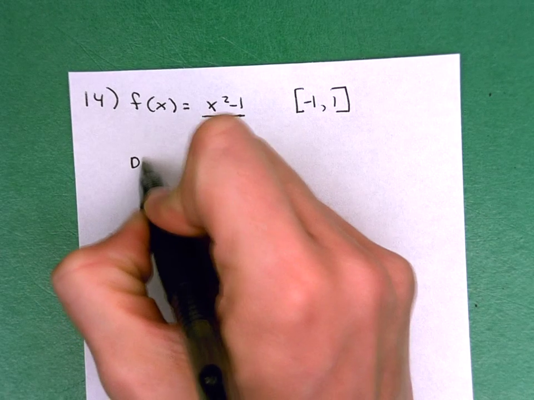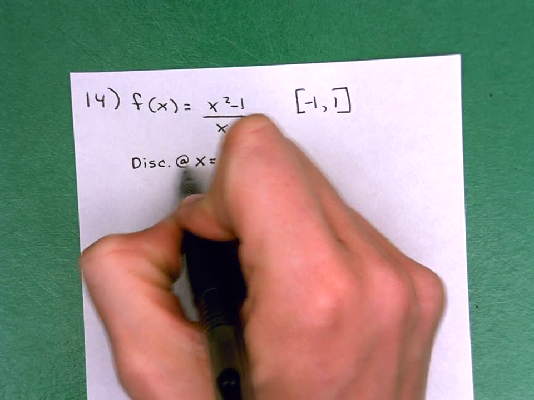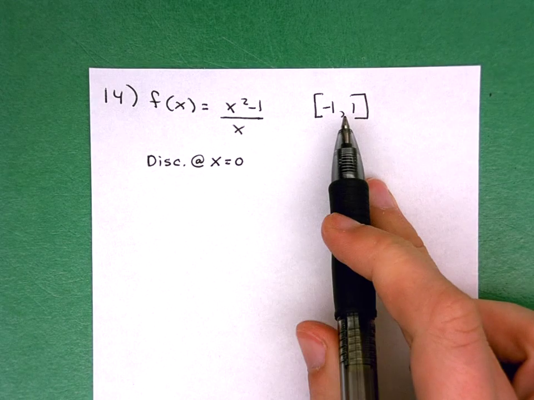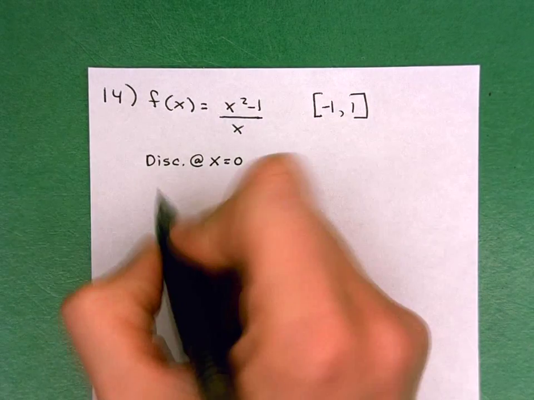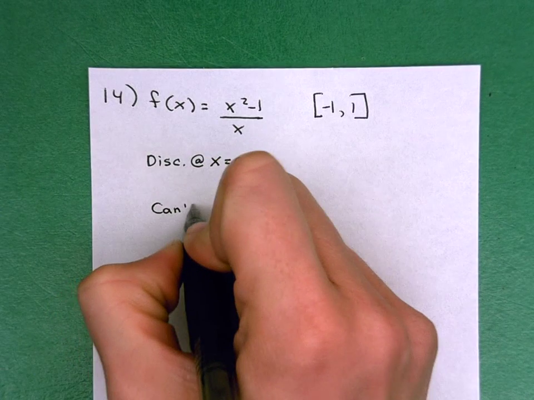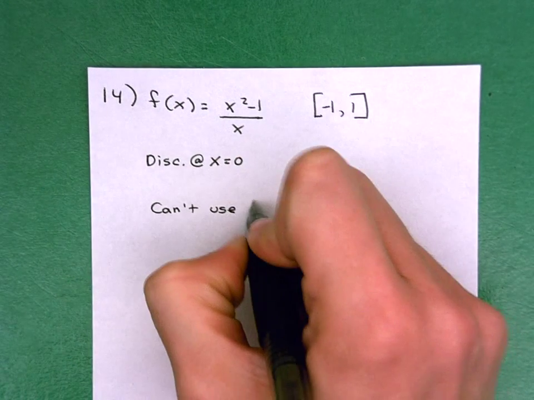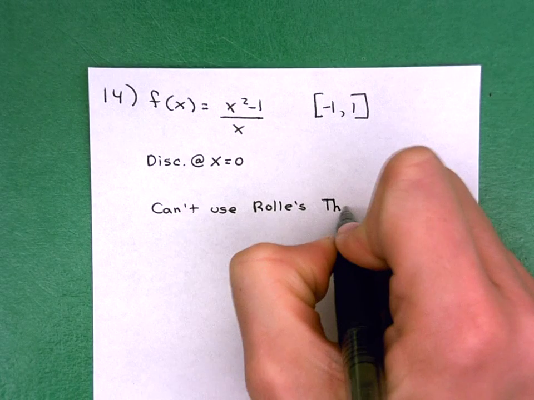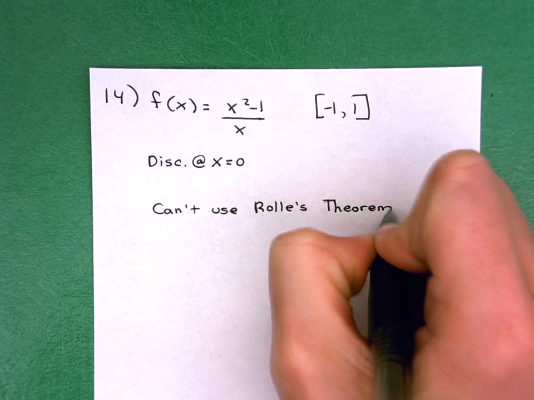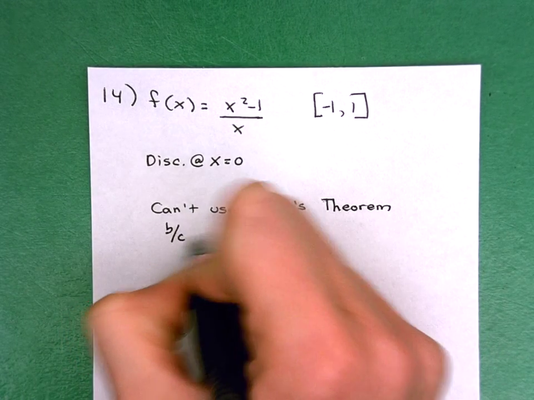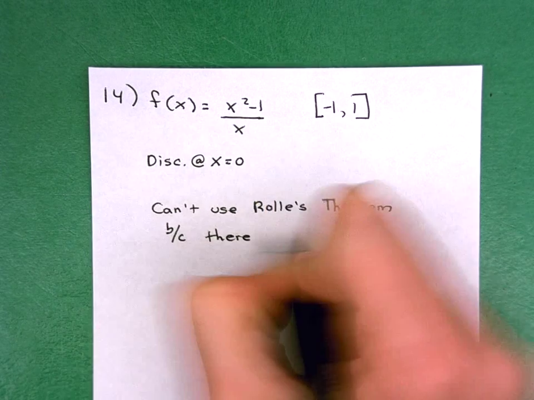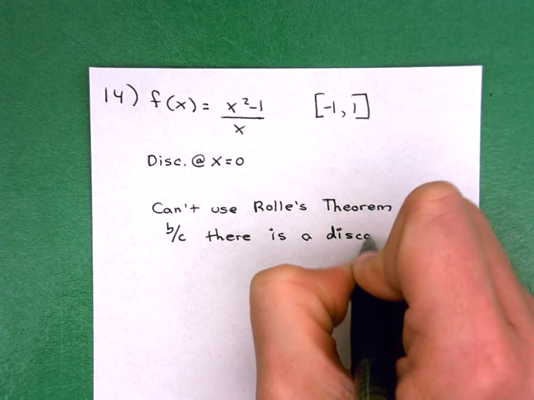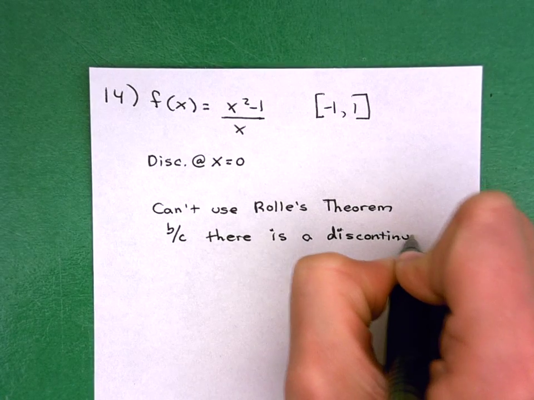So I have a discontinuity at x equals 0. And 0 is on that interval, right? Which means I cannot use Rolle's theorem, because there is a discontinuity at x equals 0.